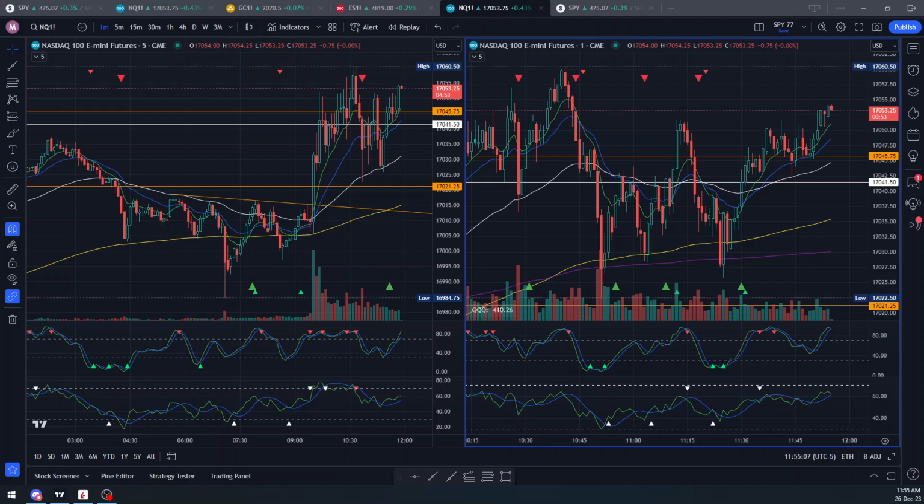So my order is riding along with the EMA. The 9 is right now at 1751. Let's see if I can get a fill. Yep, I'm filled in. Let's see what happens now.